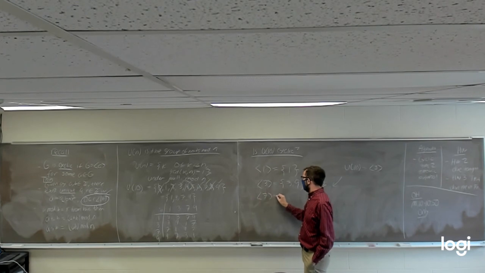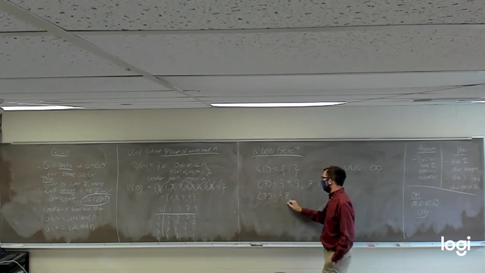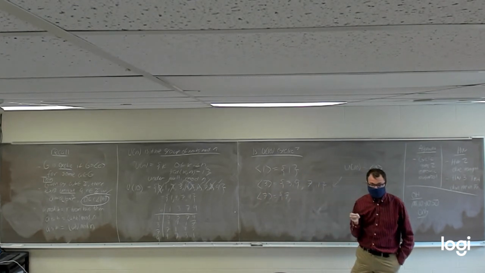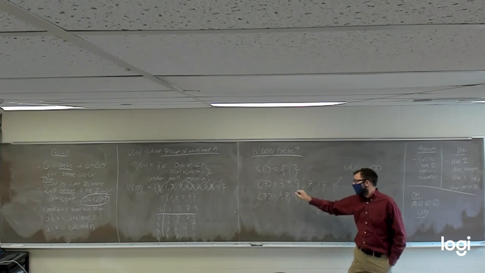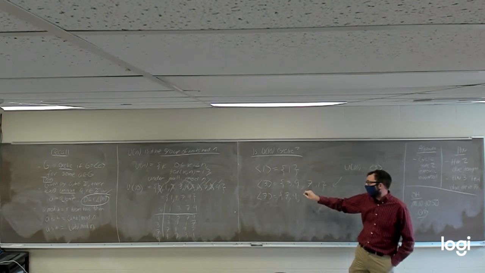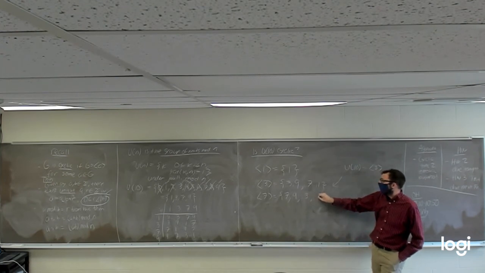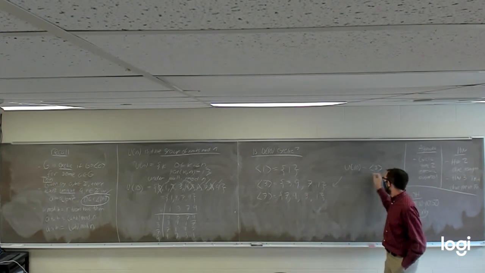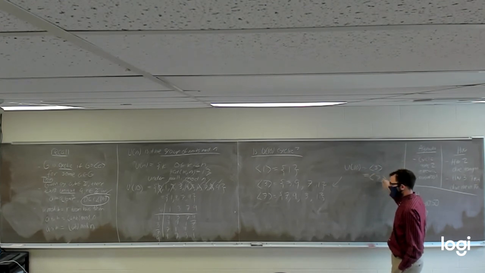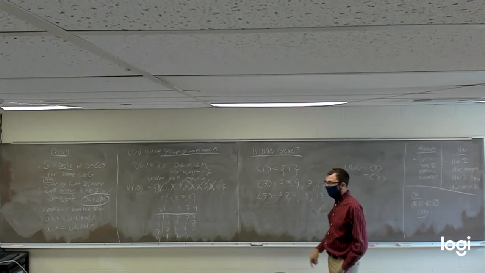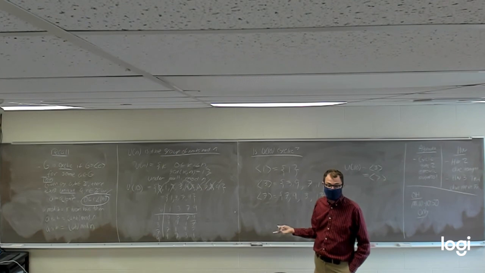How about 7? If we were to take 7 times itself mod 10, times 7 mod 10, times 7 mod 10. Hey! Oh wait, 3 and 7 are inverses of each other, so they had to generate the same group. How about that?